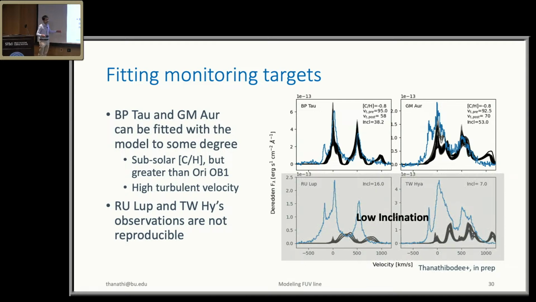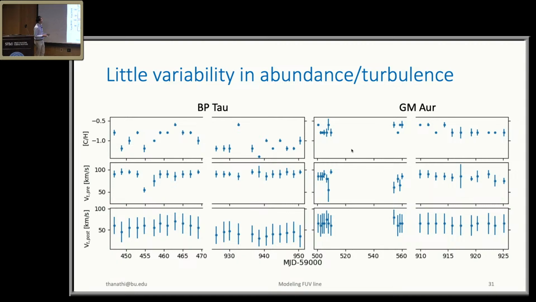These are low inclination also, and everything has big spots. So geometry effects play a role here, and we assume a very simple geometry. So only the two stars kind of fit okay. Because they're monitored, we can plot it with time. And we see that the carbon abundance is kind of stable.